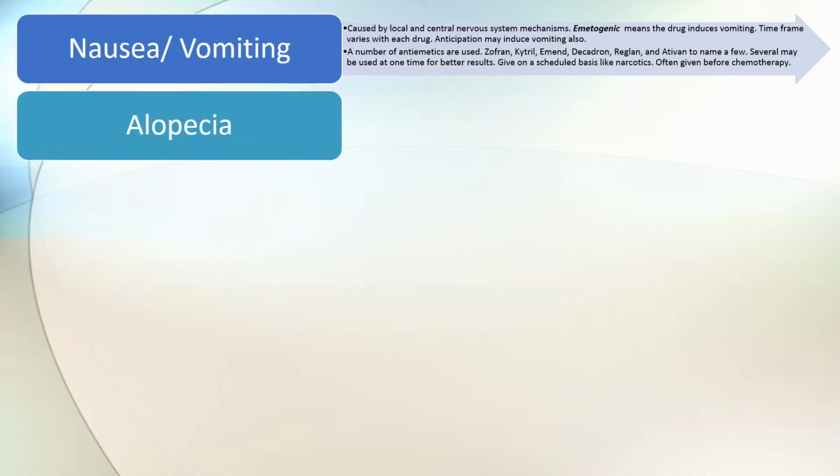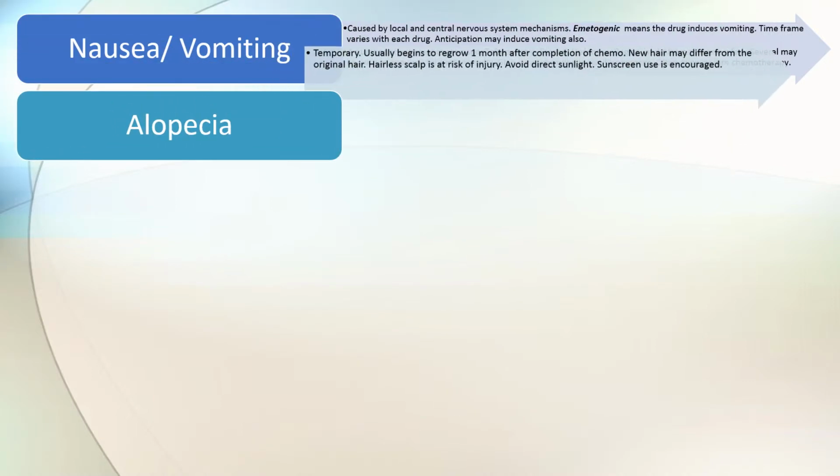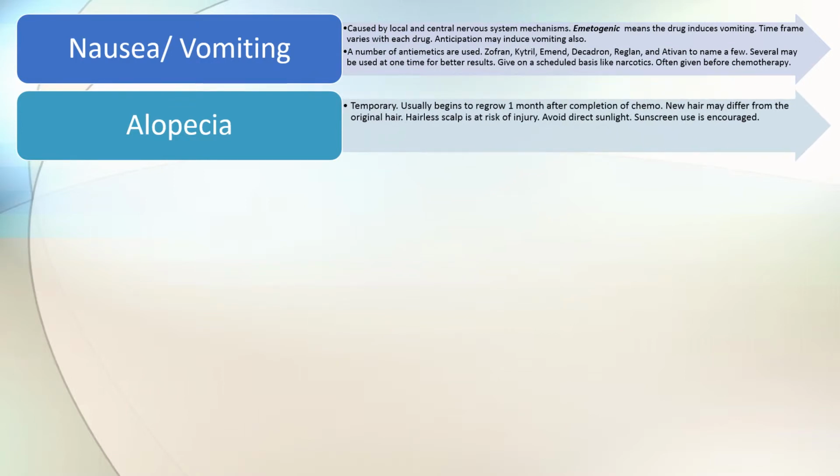Next, we have alopecia. Alopecia generally is temporary. It usually begins to regrow 1 month after completion of chemo. The new hair may differ from the original hair. A hairless scalp is at risk of injury. They want to avoid direct sunlight. Teach them to use sunscreen.